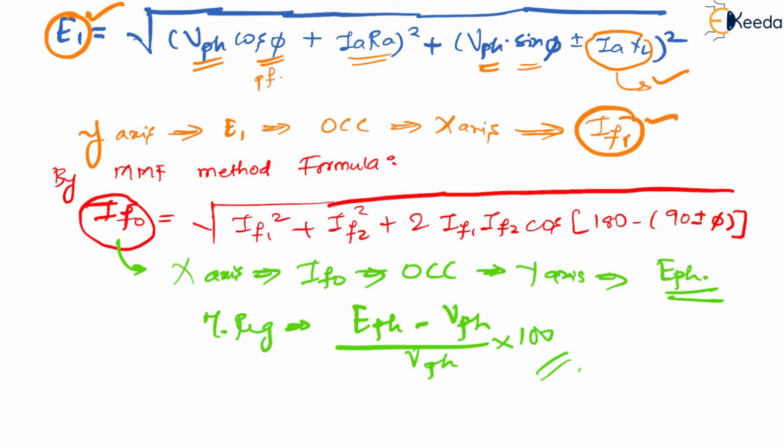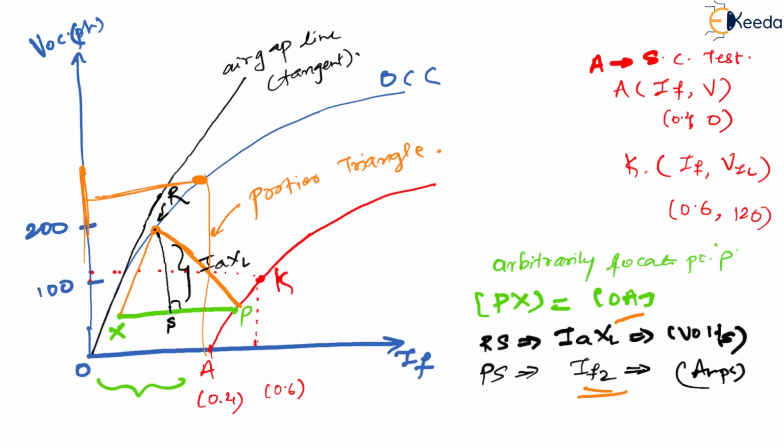We know that. Let us make a small recap of this particular ZPF method. See, what are you supposed to do? At starting, you should be having OCC curve. Please draw the OCC curve, correct? Yes, after drawing OCC curve, you please locate point A and point K. What is point A? Point A you get from short circuit test. In short circuit test, you get IF value and V value.